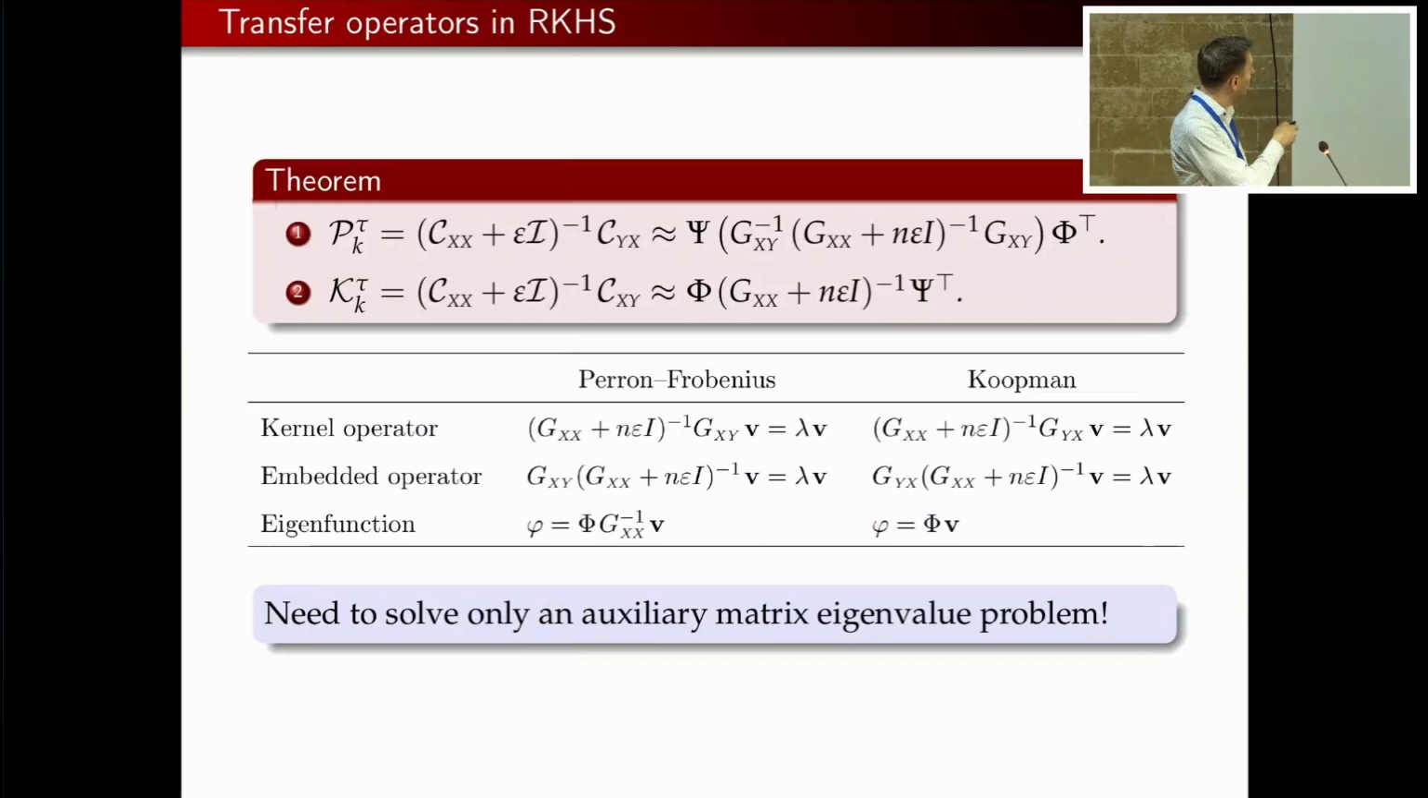What you have to do is approximate covariance and cross-covariance matrices, and you can estimate these again from data, and then you get Gram matrices, and then you just have to solve these corresponding eigenvalue problems shown here. And then you can compute approximations of eigenvalues and eigenfunctions of the Koopman operator or also of the Perron-Frobenius operator.